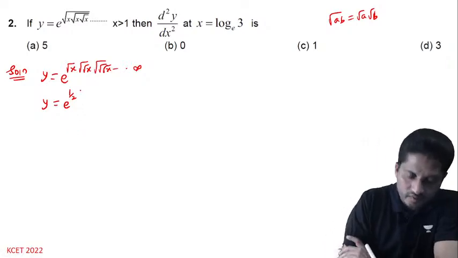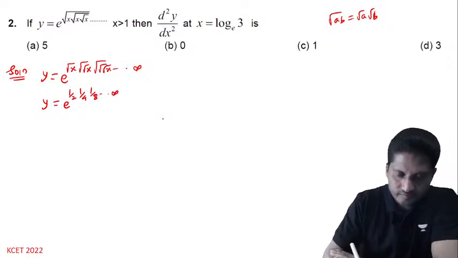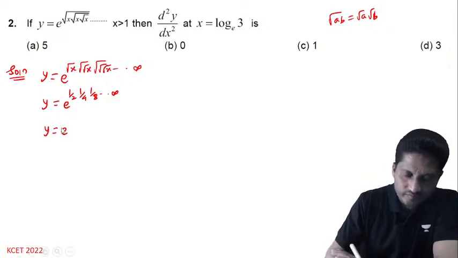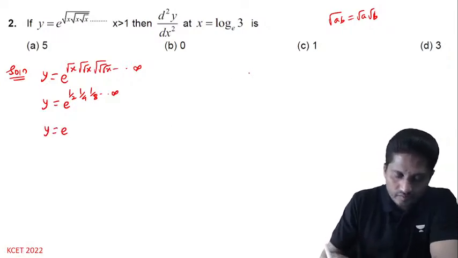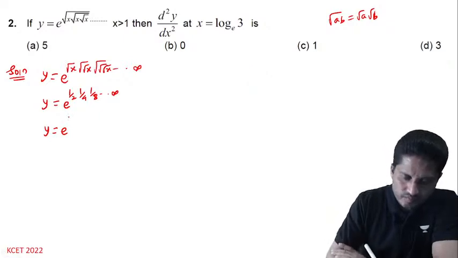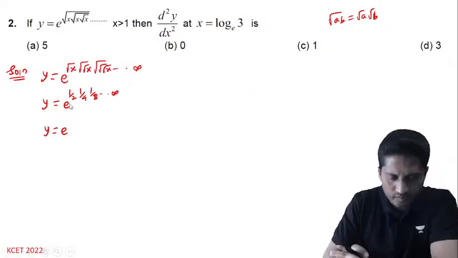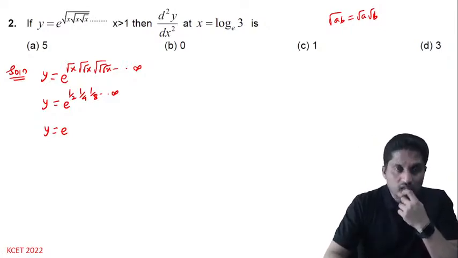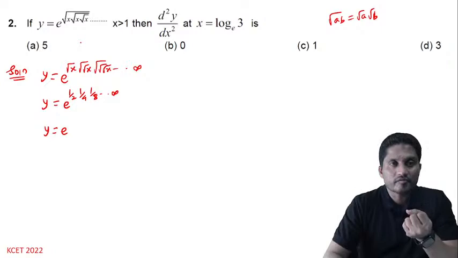Okay, and then this is equal to 1 by half the whole half. So this is 1 by 4, this is 1 by 8, and so on up to infinity. Now y is equal to e to the power of 1 by 2 plus 1 by 4 plus 1 by 8. This question is right, e power half plus e power half.